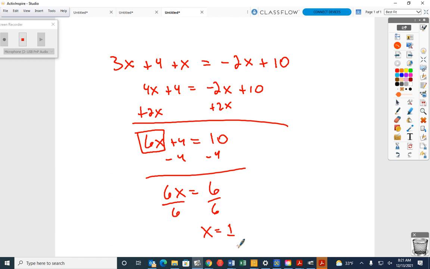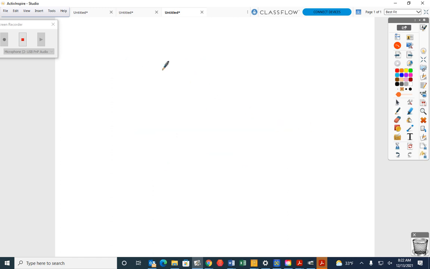Okay. If I plugged in that 1 for x, that means 3 times 1. What's 3 times 1? 3. Plus 4. What's 3 plus 4? 7 plus 1 is what? 8. Now let's plug it in on the other side. What's negative 2 times 1? And what's negative 2 plus 10? 8. Does 8 equal 8? So did we solve this correctly? Yes, we did. Okay. Finish copying, because you got to know how to do that. Okay, what about something like this?